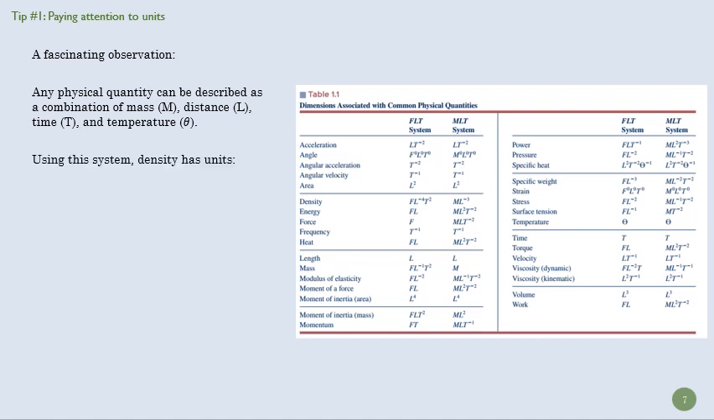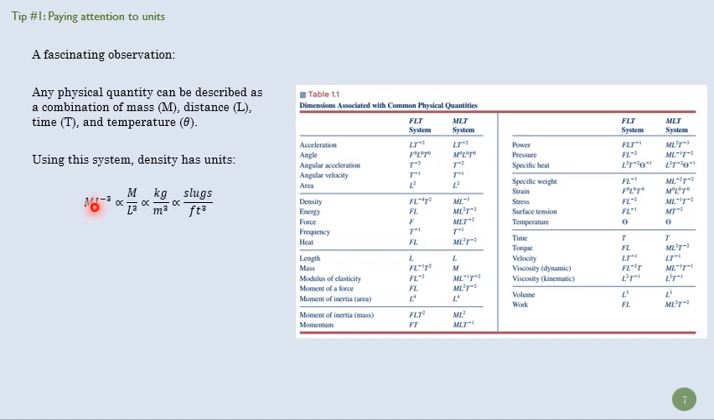Okay, so we can take any equation and break it down into these MLT terms. We won't mess with the FLT terms. FLT is just another way of doing this. F, force, becomes a combination of MLT, and so you can use force instead of mass and then just divide by the necessary L and T's to get a correct equation. So let's go back to our equation here.